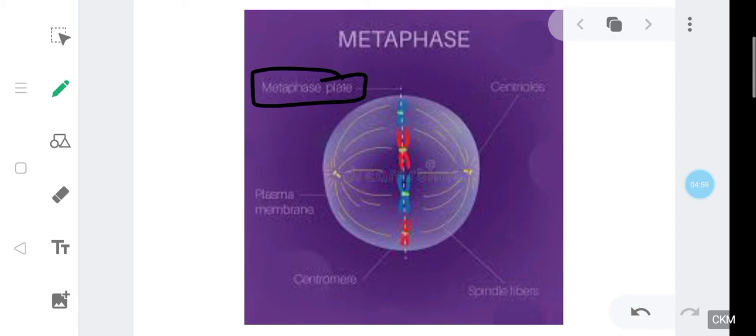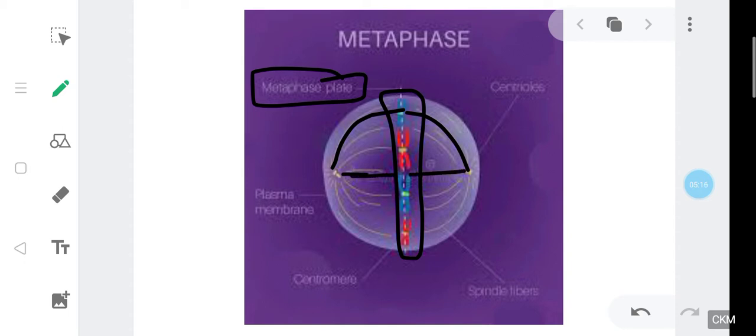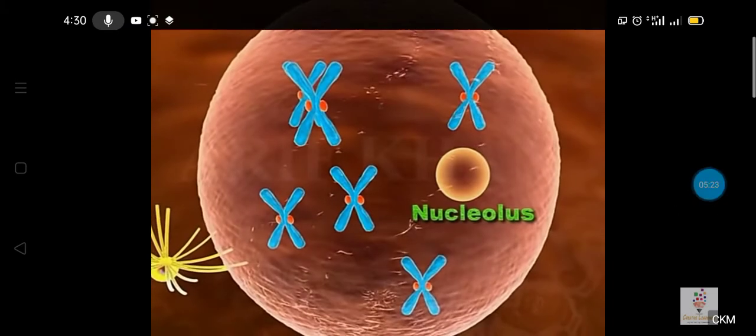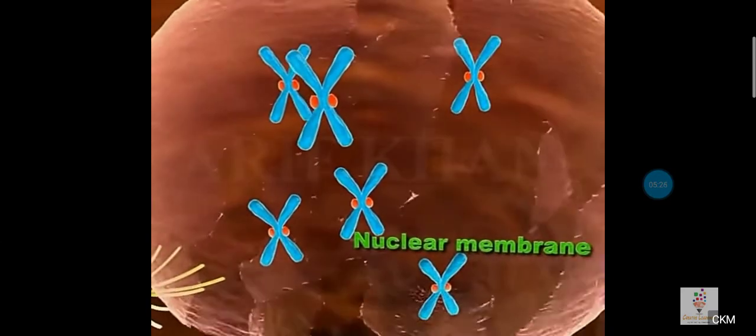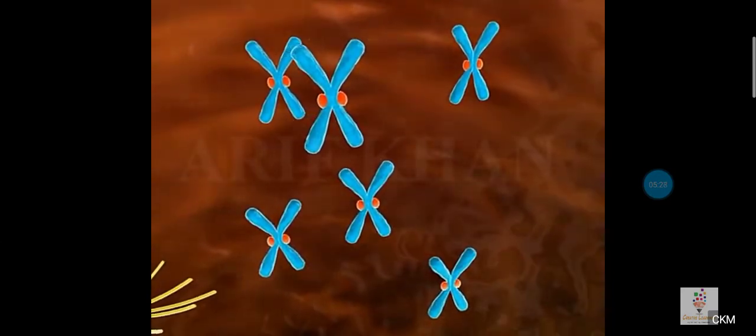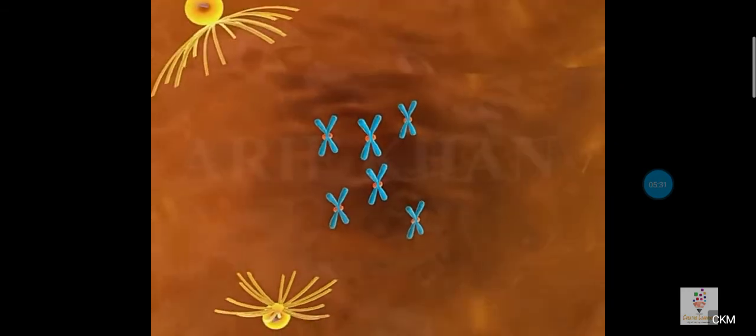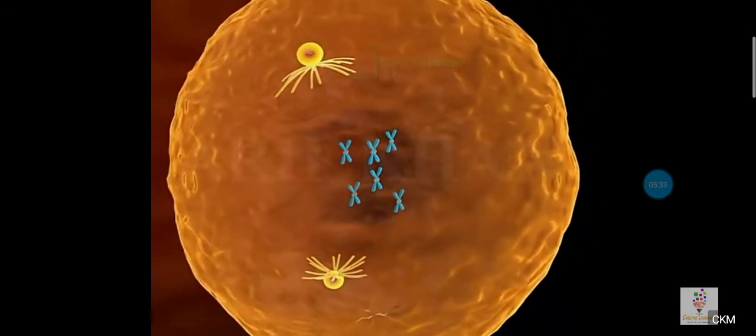This is basically the metaphase plate. The chromosomes have arranged themselves in the center of the cell, while the fibers which join with the kinetochore protein are known as the kinetochore fibers, while those fibers which attach with each other instead of the kinetochore protein are known as non-kinetochore fibers. So the nuclear envelope and the nucleus are degraded in the prophase. Now let's see what is going to happen in the metaphase.